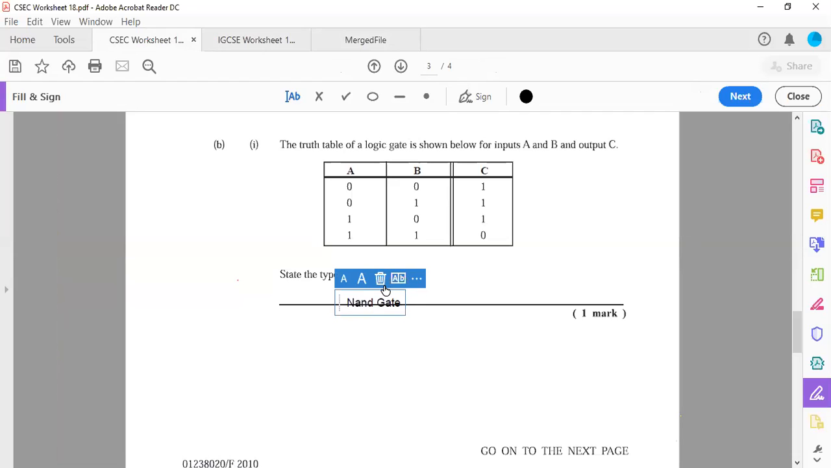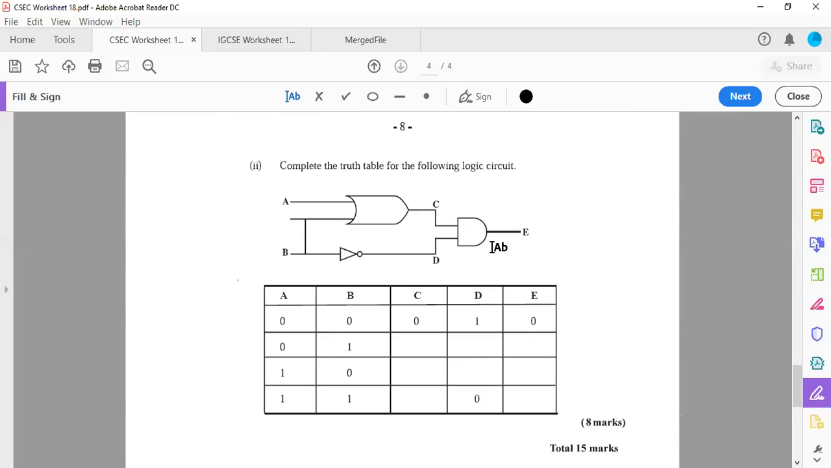A NAND gate is the type of gate that we have. Good. So your answer for that is NAND gate. Everybody okay with how we get the NAND gate? Good. Moving on. So now we have a logic circuit here.